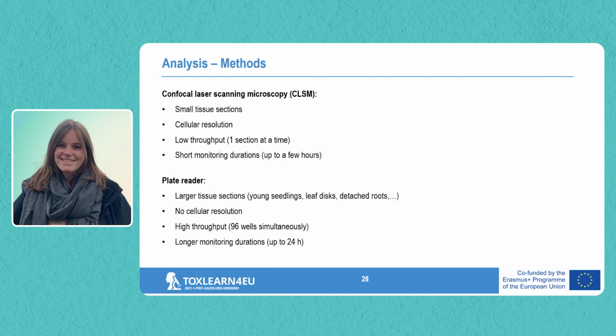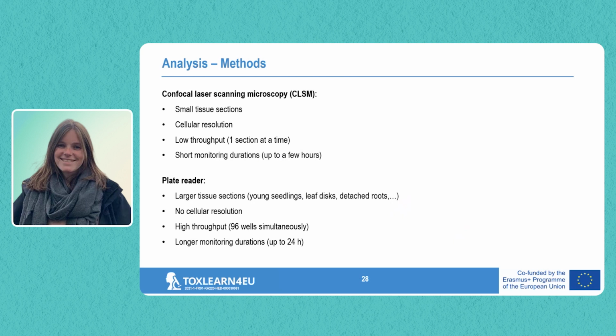A disadvantage here is that you don't have the cellular resolution. If you're measuring in an entire seedling, you will just get one fluorescence value for the entire seedling. So you don't know, is the response mainly occurring in roots or leaves? Is it both? So that's something you're missing in this case.